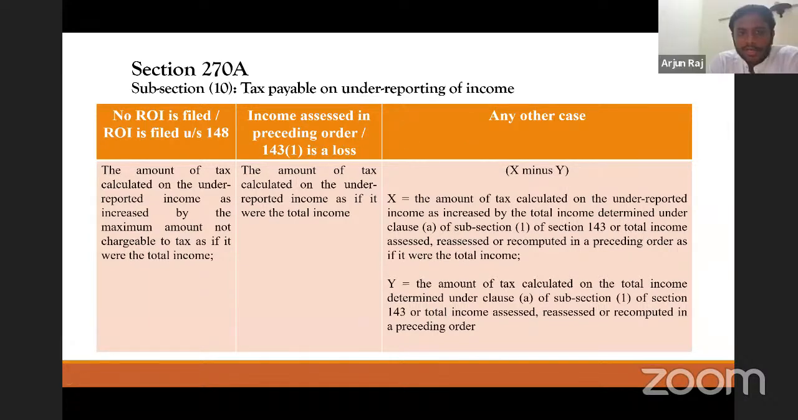So in the scenario where a return is not filed, the tax on the assessed income has to be calculated, and the tax on the chargeable income has to be reduced. Next is the scenario of income assessed in a preceding order where the 141 income is a loss, where the difference of the additional tax on the assessed income minus the tax on the 141 income would get attracted. Any other scenario is formula based, where they specifically say that the tax on the assessed income minus the tax on the reported or processed income will quantify the tax payable on underreported income. The main reason for doing this is to push the assessee to the highest slab rate and then quantify the tax payable on underreporting of income.